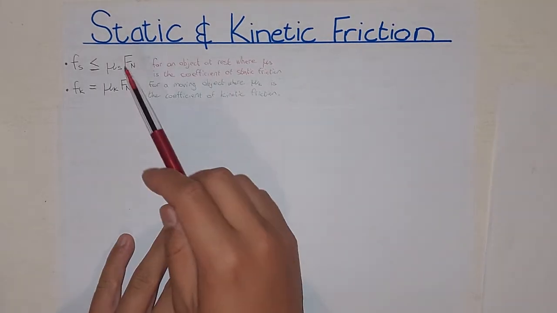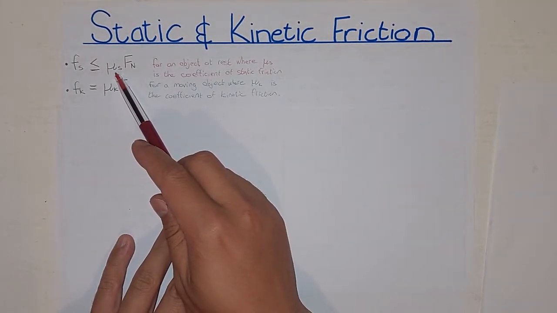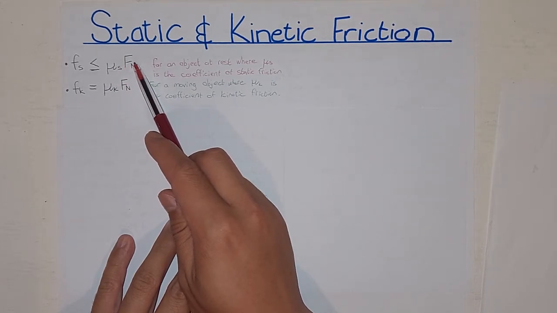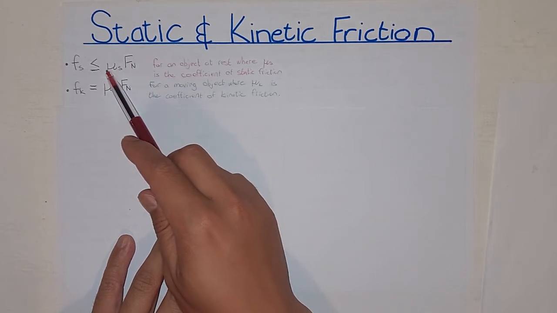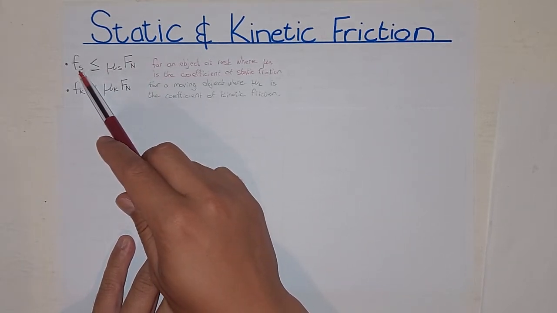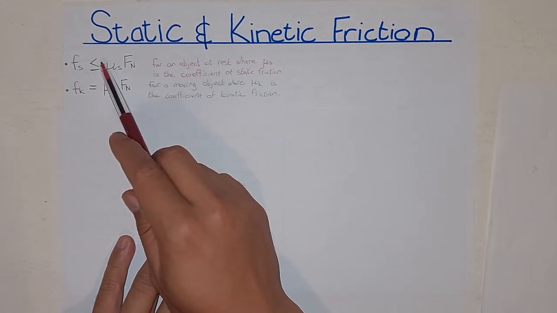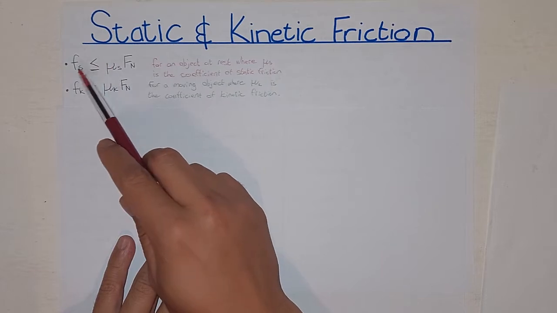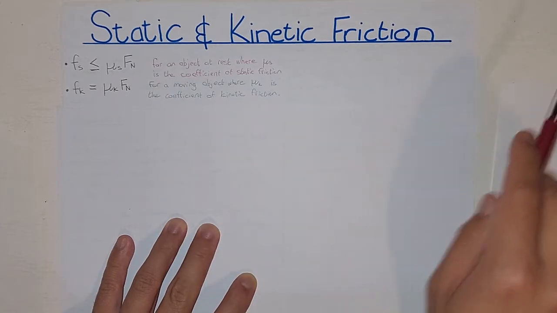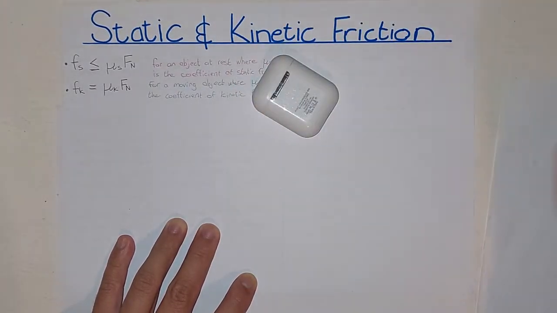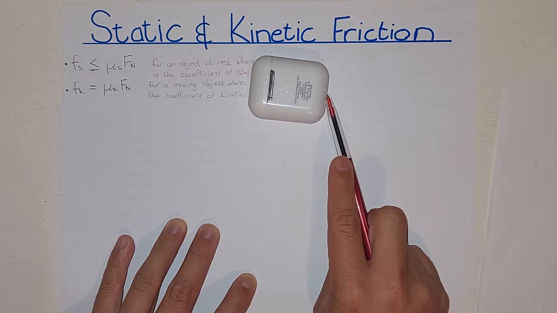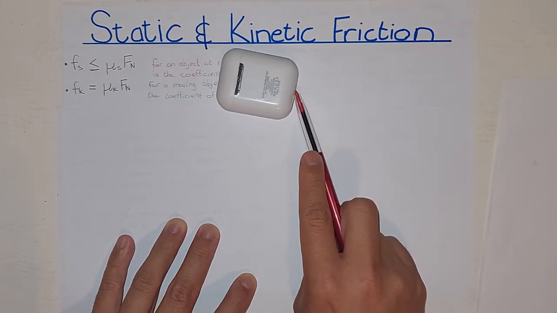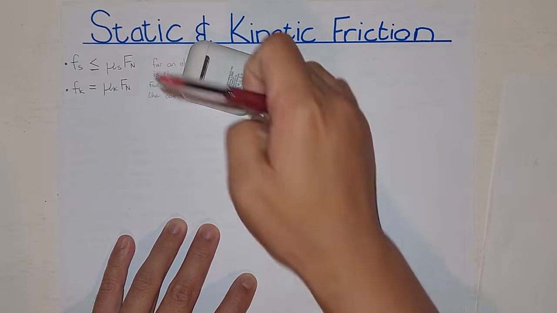Now, looking at this, we can see that my coefficient of static multiplied by my normal force should be greater or equal to my static friction over here. So this has to be greater or equal to this. This can never be less than my static friction. If it is less, then we know that the object would start to move. This would start to move over here if my static friction is overrun.